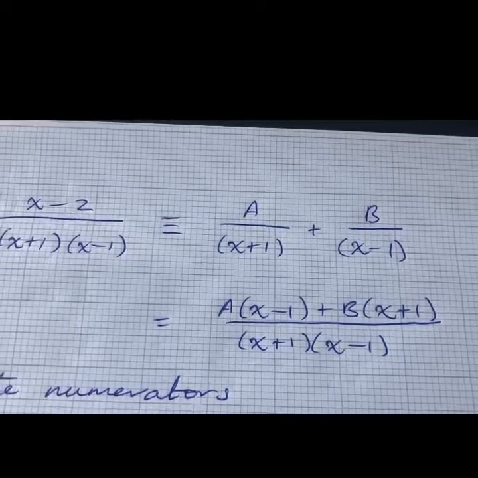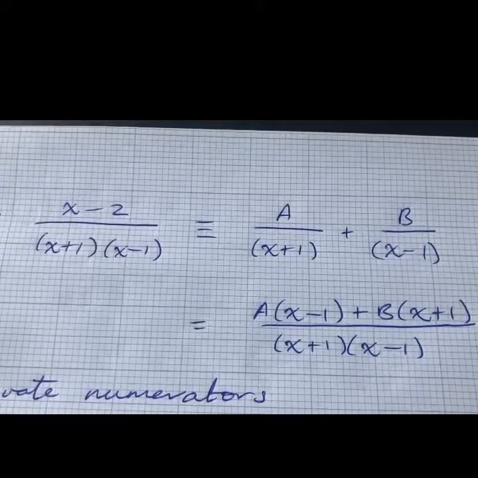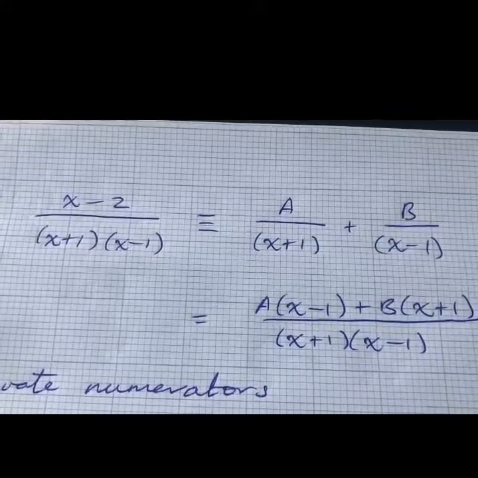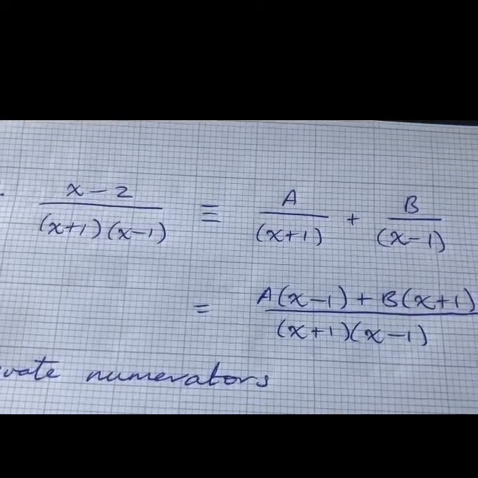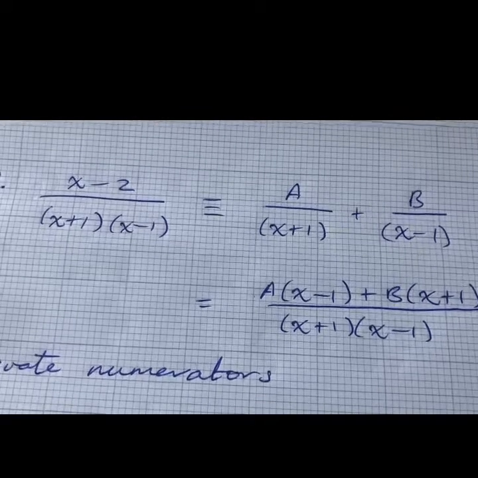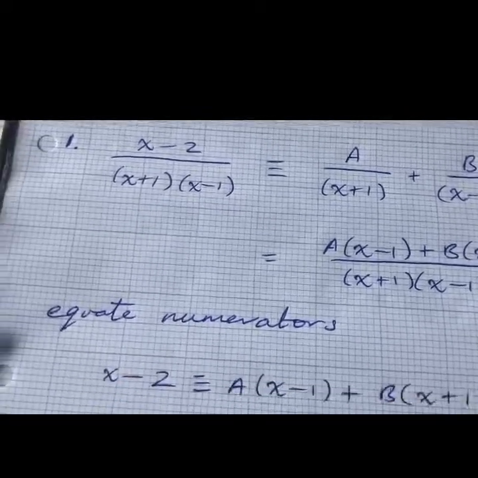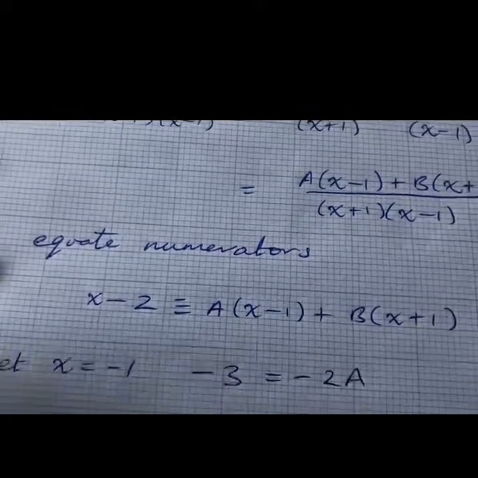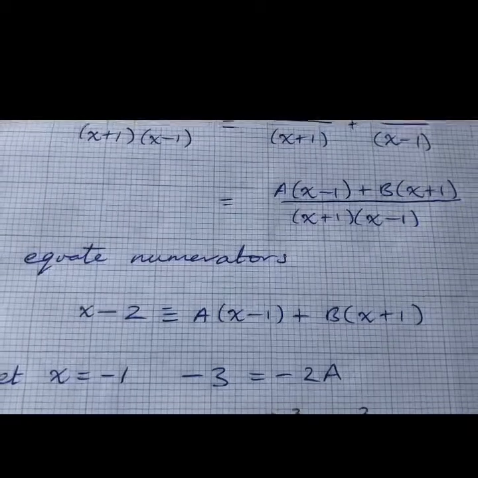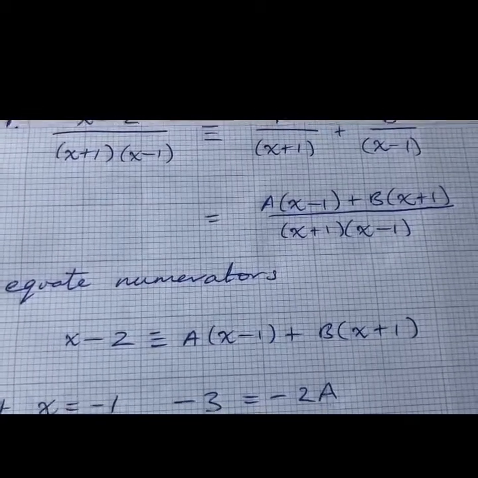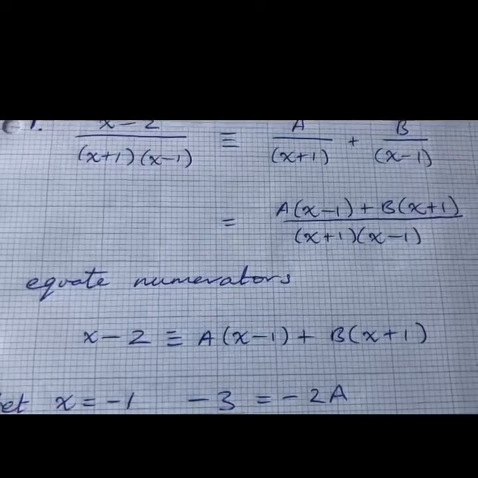So we've got our original expression, the single fraction, equal to that single fraction involving a's and b's, but they have the same denominator. So we just need to worry about equating the numerators, which I have written there. x minus 2 is a times x minus 1 plus b times x plus 1.